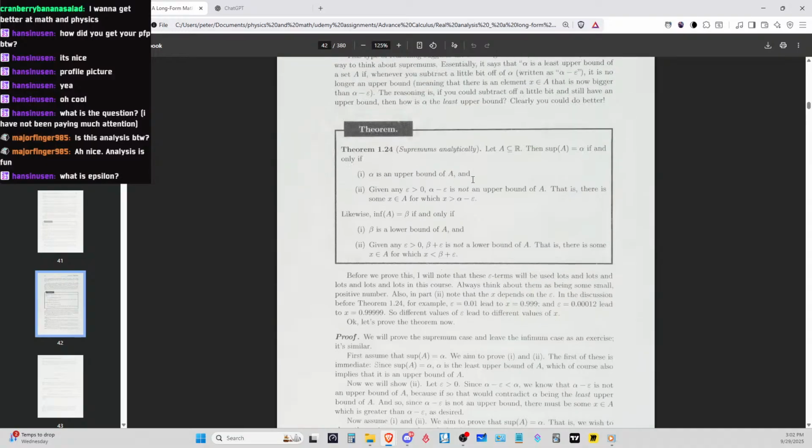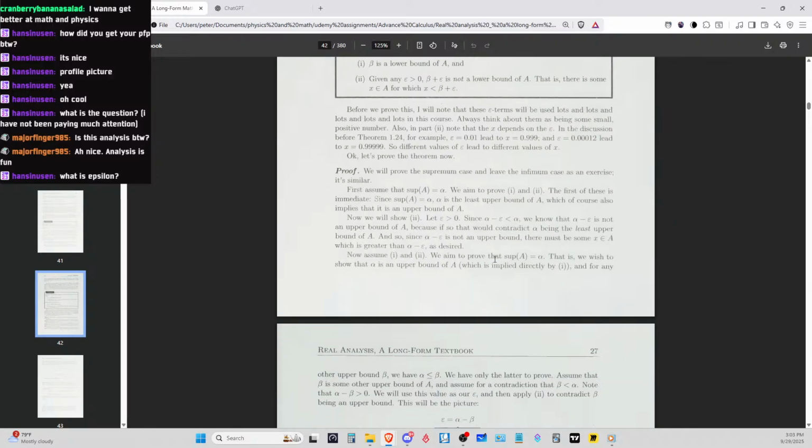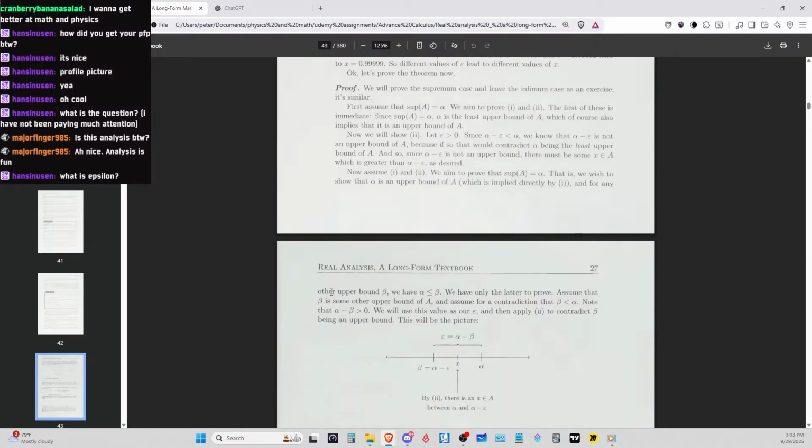So for alpha, given any epsilon greater than 0, and I think for this one we have to show, now, since epsilon is less than, we know that it is not the upper bound. Alpha minus epsilon, it's not an upper bound. Okay.